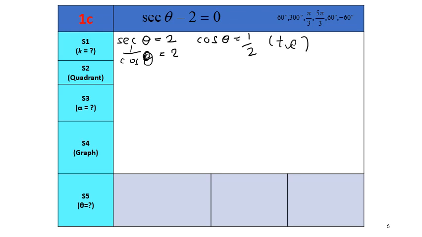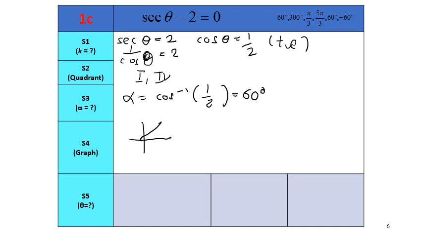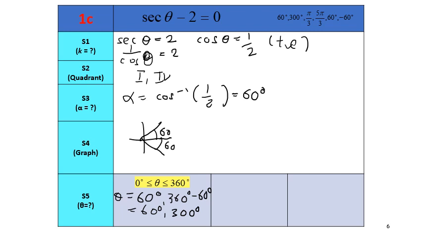So cos theta is positive in this case, so it is in the first and the fourth quadrant. The basic angle alpha is inverse cos 1 over 2, so we will get 60 degree. For angle between 0 and 360, the theta would be 60 degree and also 360 minus 60, which is 60 and also 300 degree.